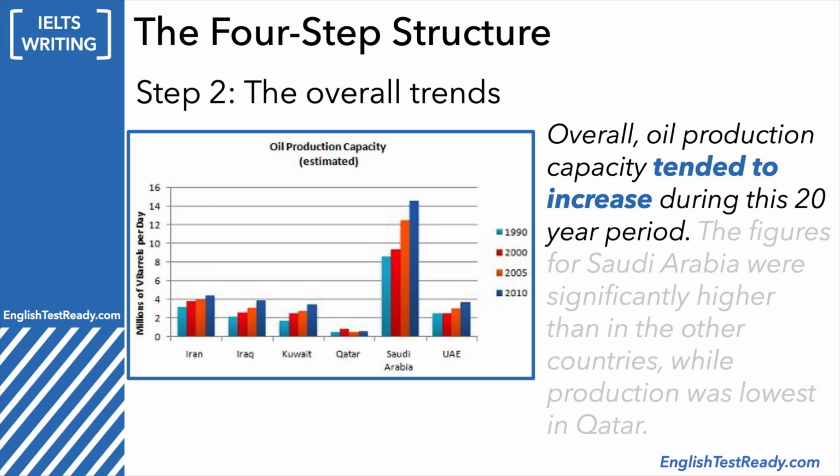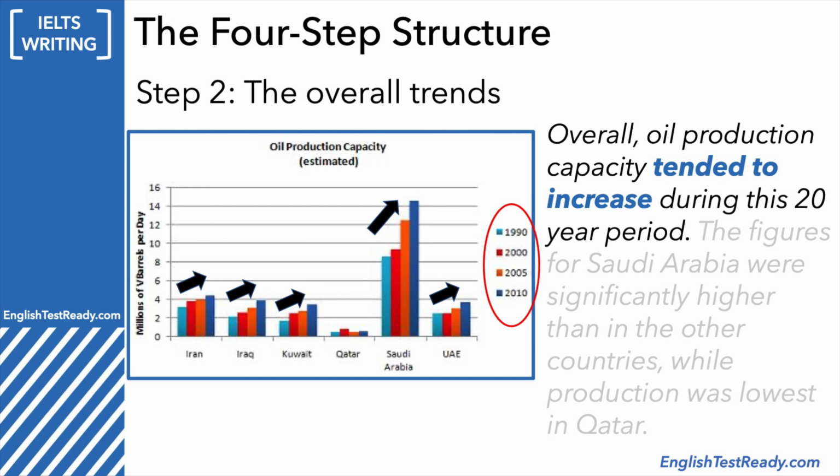Okay, so the first sentence: overall oil production tended to increase during this 20-year period. Is this true? Well, yes. If you look at all of the different countries, the oil production increased during the 20-year period. So the first sentence describes an overall trend in that graph. I did not talk about a particular country, just overall what is happening.